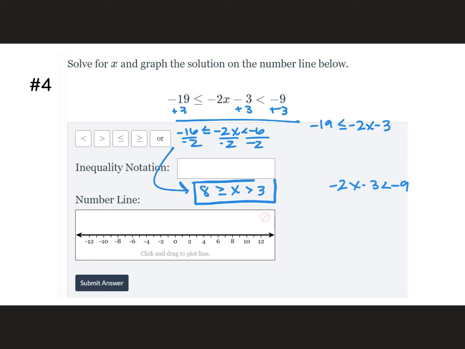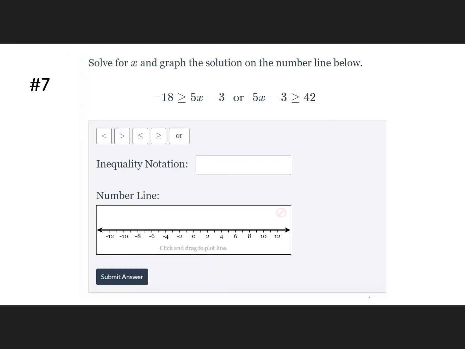So Delta Math will accept it like this. However, if you want to stay consistent, we generally put the variable in the middle, symbols point to the left, and then smallest to largest. So either of those would be okay. And then when you go to graph, open circle at 3, and you'll drag until you get to 8. And then you might have to click the circles to make them match either open or closed.